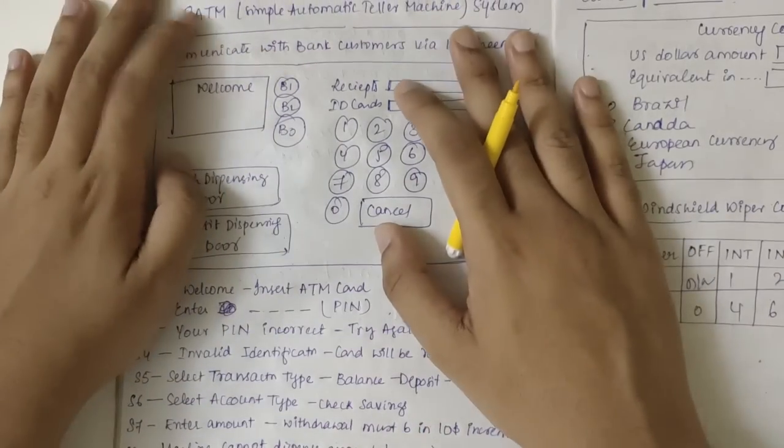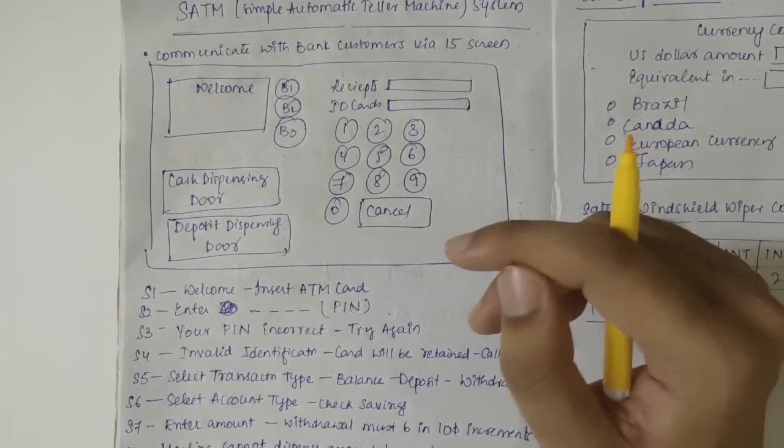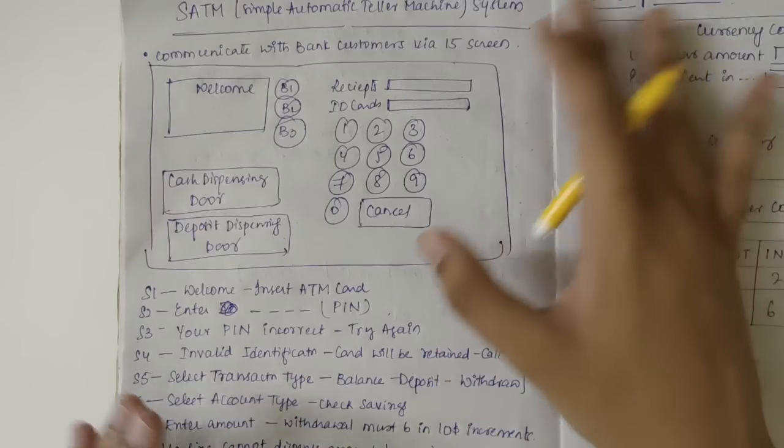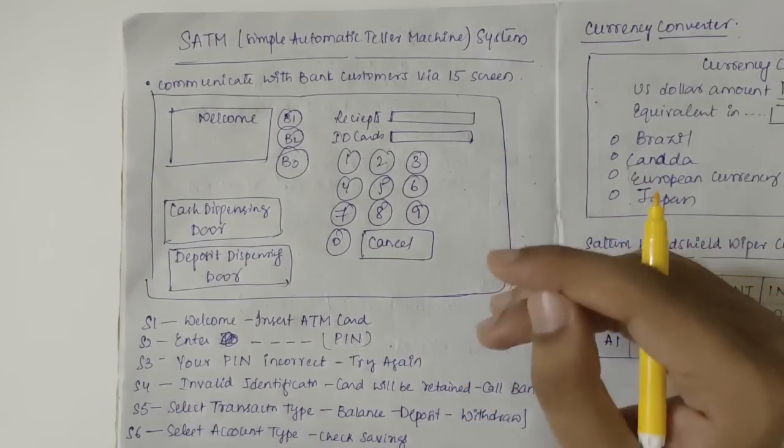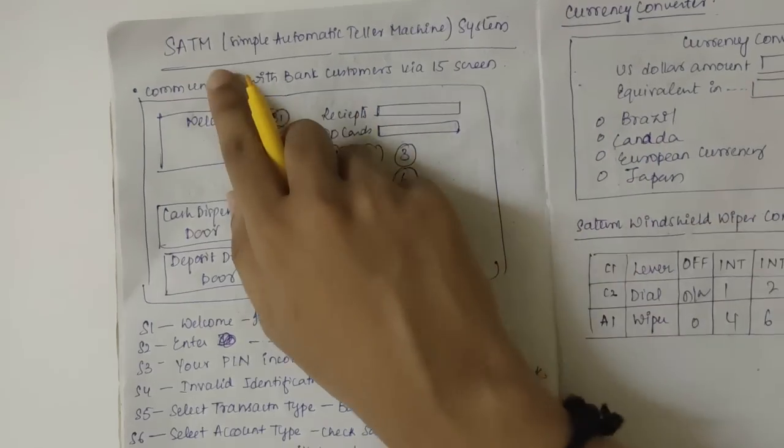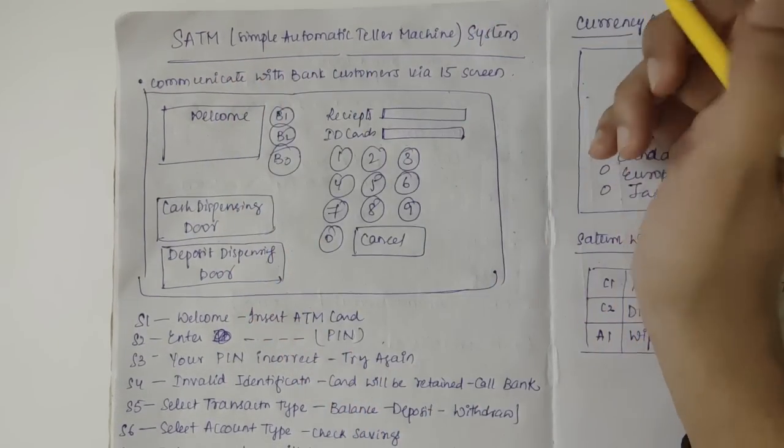Let's move further. We have the SATM. This could be asked for 5 marks. There's no program here; we just have to explain how SATM works and what it is all about. SATM stands for Simple Automatic Teller Machine System.